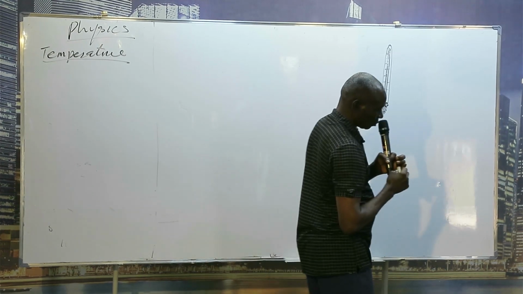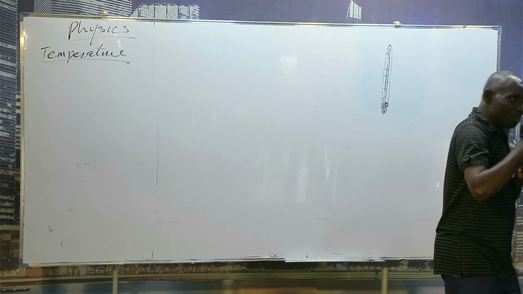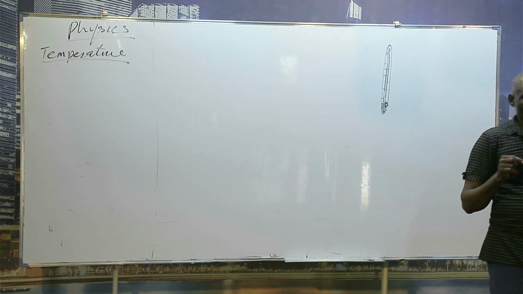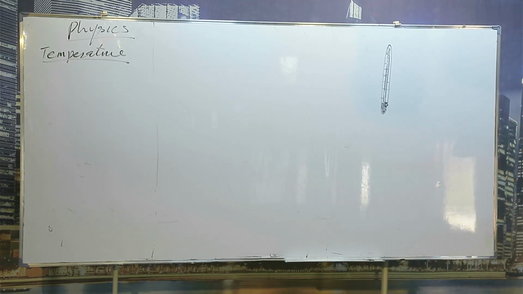Now, whether it is mercury or alcohol, each of them is called the thermometric substance. It's called what?